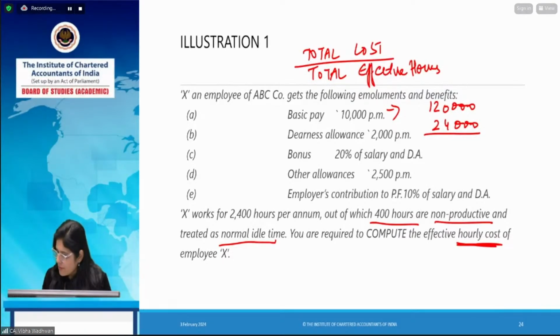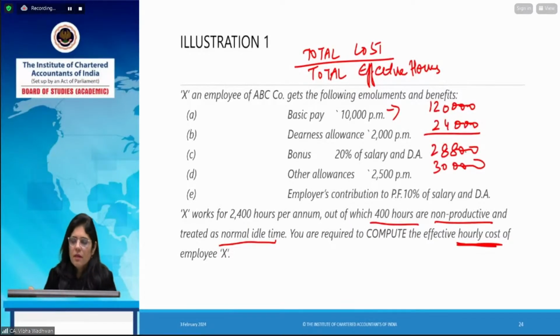All right. So 144,000. Okay. So till now you have done. So 20% of salary and DA comes to 144 is 28,800. Clear? Other allowances also you are getting. So it will be 30,000. And employees' contribution to Provident Fund, 10% of salary and DA. All right. So it will be 14,400.